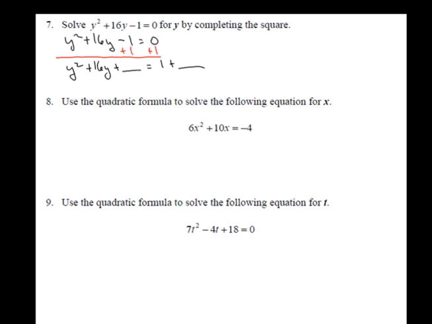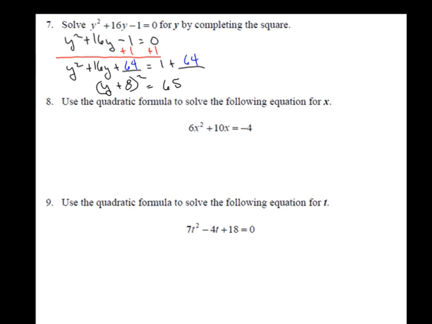In my blank, I first divide 16 by 2 and square it. 16 divided by 2 is 8, and 8 times 8 is 64. So I'm going to place 64 in each of these blanks. So I now have y plus 8 squared is equal to 65.